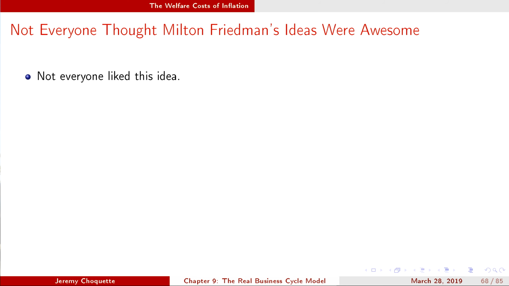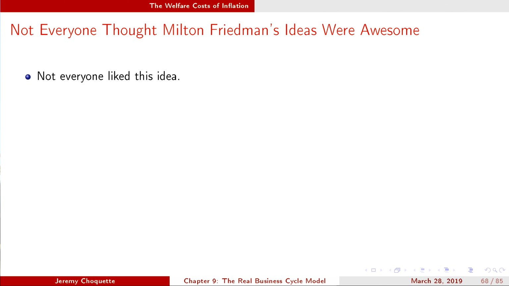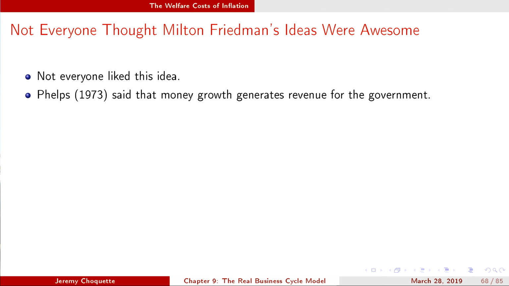This rule is attributed to Milton Friedman. It's not actually the Friedman rule. The Friedman rule is a little different, but this is a rule kind of attributed to Friedman in a way. Now, not everybody liked this idea. Phelps in 1973 said money growth generates revenue for the government. This is known as the inflation tax. If you've ever heard that inflation is a tax, this is how it is a tax, because if the government is printing money, that can generate revenue for the government.